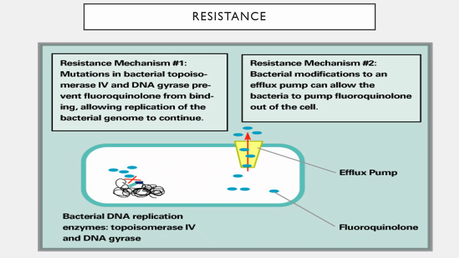Then the mechanism of resistance. In fluoroquinolones, there are two mechanisms of resistance: one is chromosomal mutation and the other is efflux pump. Mutations in the bacterial topoisomerase IV and DNA gyrase prevent fluoroquinolones from binding, allowing replication of the bacterial genome to continue. Bacterial modifications to an efflux pump can also allow the bacteria to pump fluoroquinolones out of the cell.